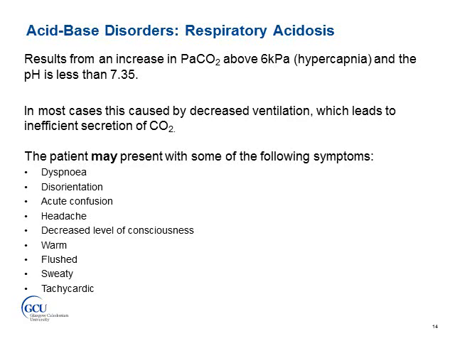Respiratory acidosis. Respiratory acidosis results from an increase in the carbon dioxide above 6 kilopascals and the pH less than 7.35. In most cases, this is caused by a decrease in ventilation, which leads to the inefficient secretion of carbon dioxide. Your patient may appear with some of the following symptoms.